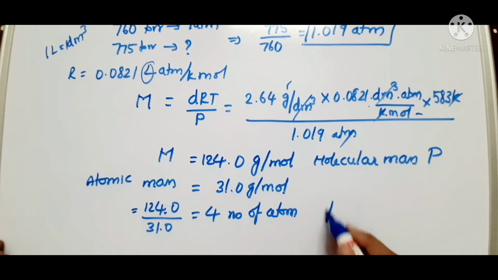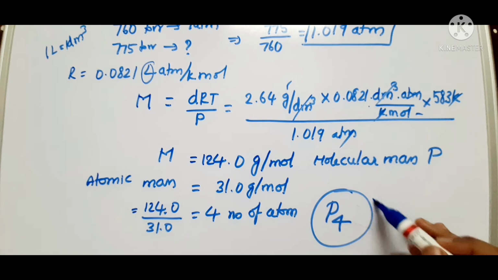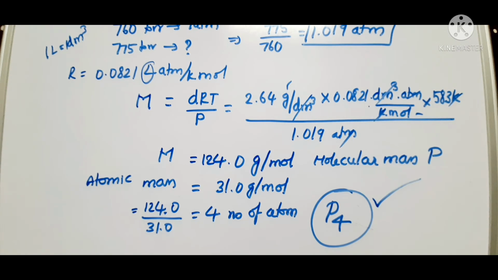So the formula will be P4. You have 4 phosphorus atoms. Molecular mass divided by atomic mass gives you the number of atoms of that particular element. So what is the molecular formula of phosphorus here? You have 4 atoms. That means P4. Okay, this is the solution.